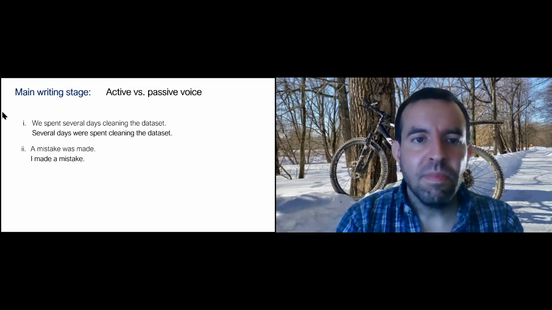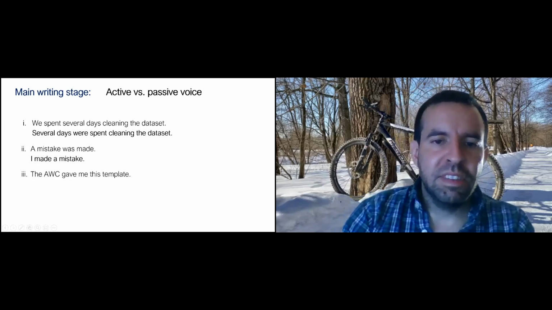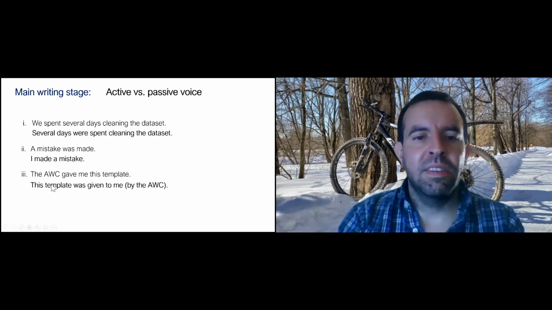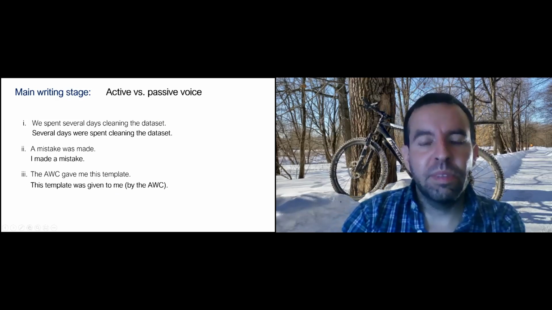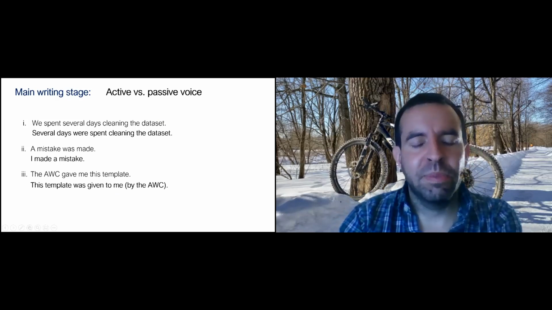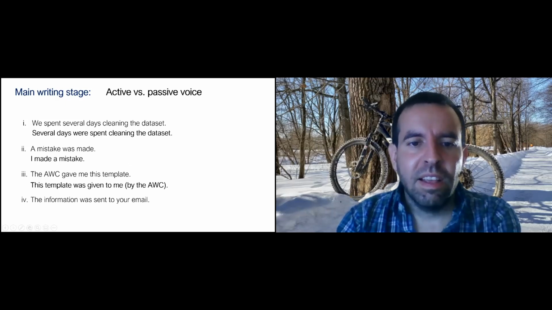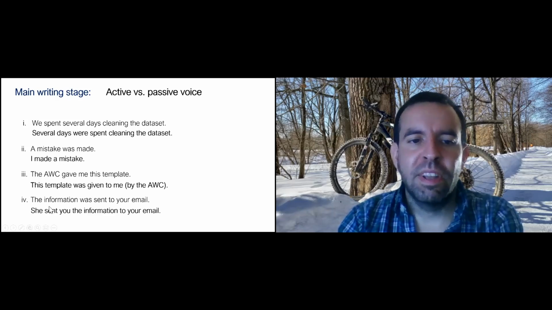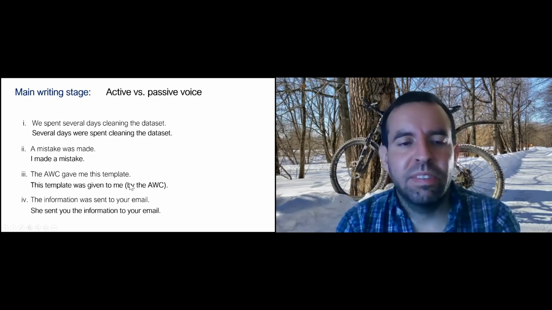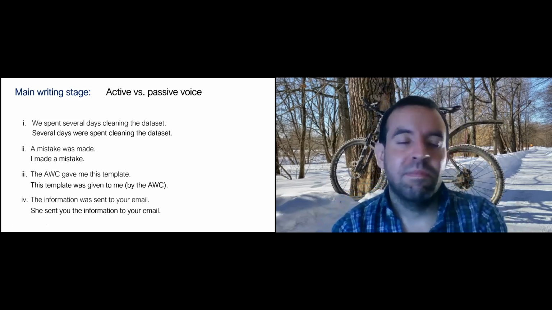So the third one is: the Academic Writing Center gave me this template. I put: this template was given to me, and then optionally you can put or not, by the Academic Writing Center. That's why they put it in parentheses. And I think this more or less agrees with what I saw in the chat. And finally: the information was sent to your email. We don't know the subject. So I decided to put: she sent you the information to your email, but you can say she or he, we, I. So this is quite flexible.